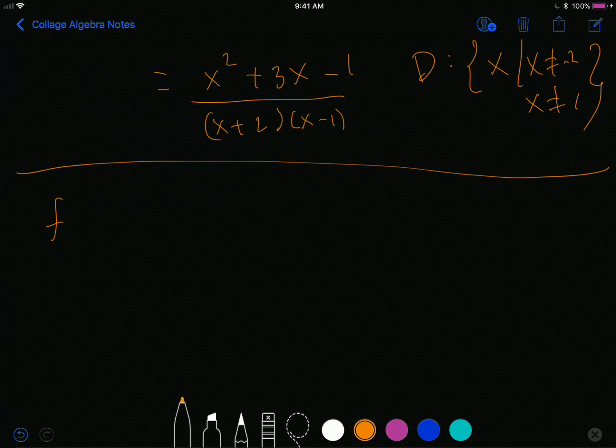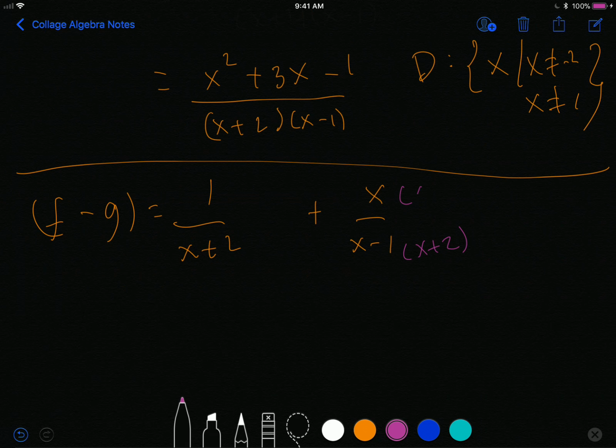Now f minus g. And f minus g right here is the same work. The difference is you have a subtraction sign between them. And so what you would have is 1 over x plus 2 minus x over x minus 1, multiplied by x plus 2 over x plus 2 and x minus 1 over x minus 1. We're trying to get a common denominator. Oh, I have the wrong sign. I should be subtracting.